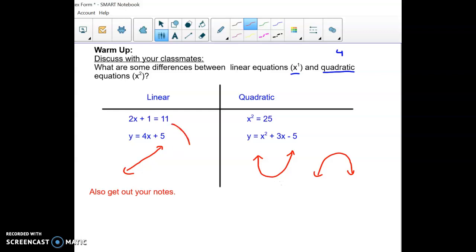Another big difference is linears have one answer when you solve them. So like this one, if we minus 1 divided by 2, we get 5. But a quadratic equation typically will have 2. Like if you take the square root of 25, you get both plus and minus 5, so you have 2 answers. Right? So in this chapter, when I show you how to solve, you'll have 2 answers to your equations.